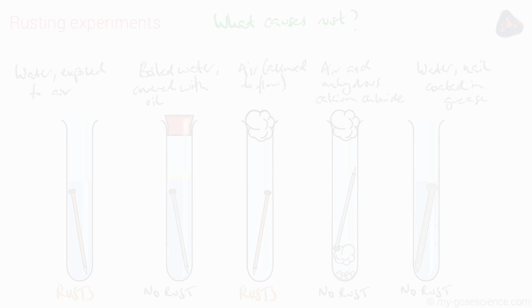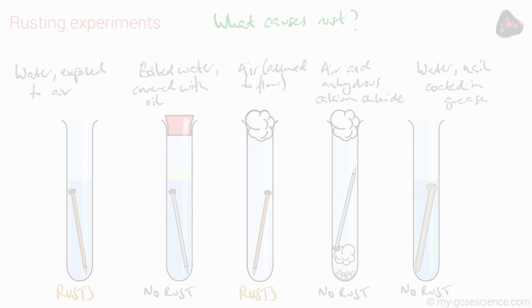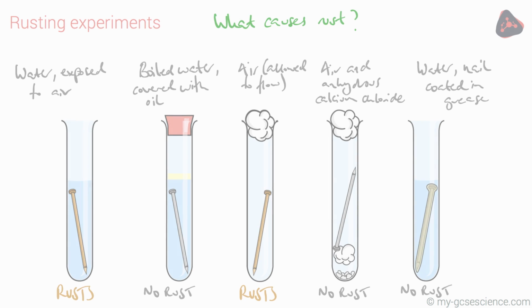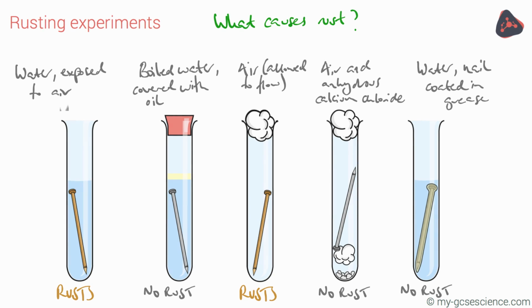So this is what you might be expected to see. Of course, depending on the actual conditions, you might get slightly different results, perhaps not as much rust on some of the ones you expect to rust, or maybe a little rust on ones that you don't expect to rust. But in general, this is what you'd expect. The first and third test tubes are the ones that would rust. In both of these test tubes, the nail is exposed to both water and air.